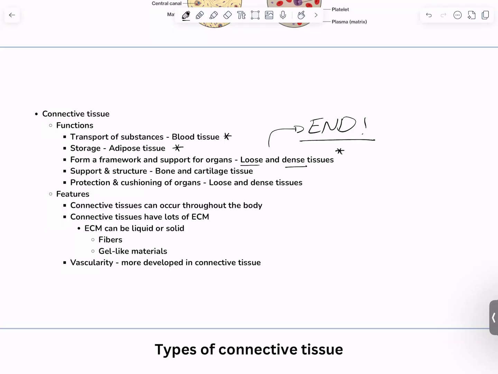Connective tissue, unlike the epithelial tissue, has lots of extracellular matrix. Look at the blood, it's fluid, and it has cells in the plasma. So the extracellular matrix is a lot, it's really huge. And the extracellular matrix could be liquid, could be solid, or it could have some jelly structure. We will discuss it.